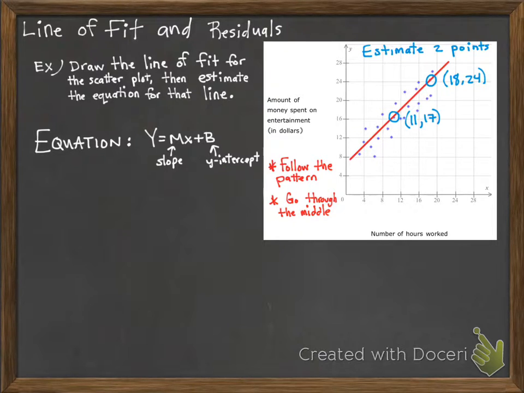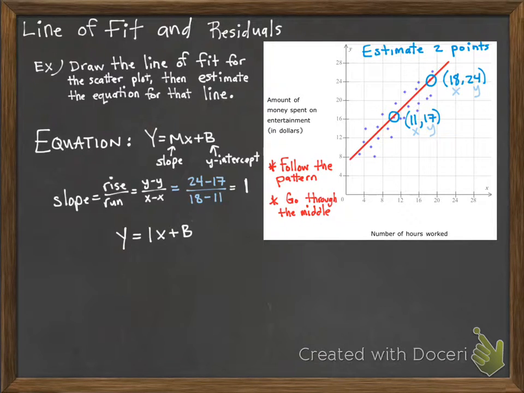In order to find the slope, we're going to see the rise over run for the points (11, 17) and (18, 24). We can simply subtract the y-coordinates and the x-coordinates. Remember, x always comes first in the parentheses and y always comes second. And then we can simplify that and find our slope. In this case, the slope is 1. So far, we have y equals 1x plus b. Now we have to find the y-intercept.